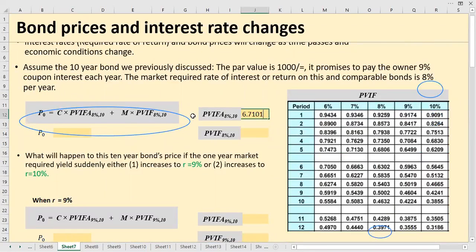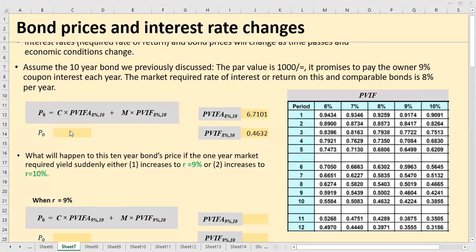6.7101, and I am going into the next table, that is the present value factor table. 8%, 10-year value, it is 0.4632, and I copied it down here. Now I'm going to apply these values into the formula, right?